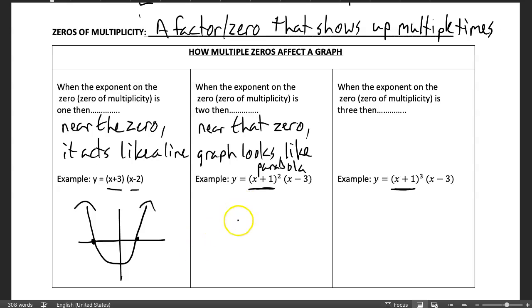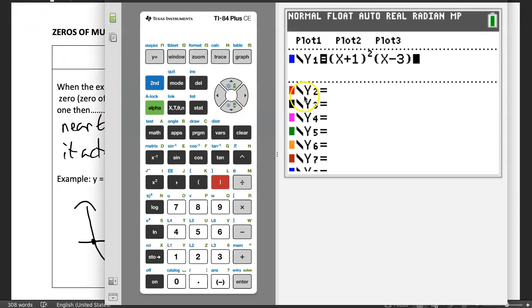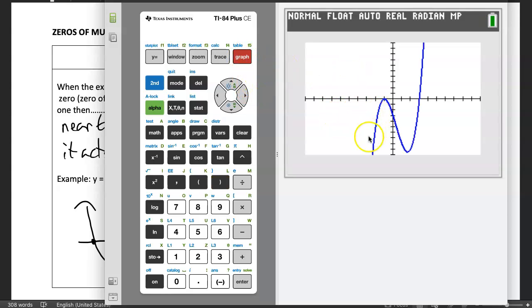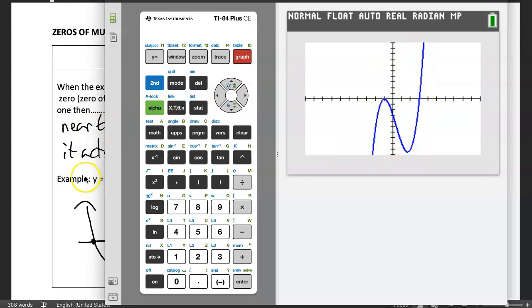And you can go ahead and throw this into your calculator. As a matter of fact, let's go ahead and do that. So here we are with this in our calculator. We expect near -1, this will act like a parabola. And if we look at that, it does look like a parabola. It just sort of kisses the graph right there before moving back down and then going through at 3.